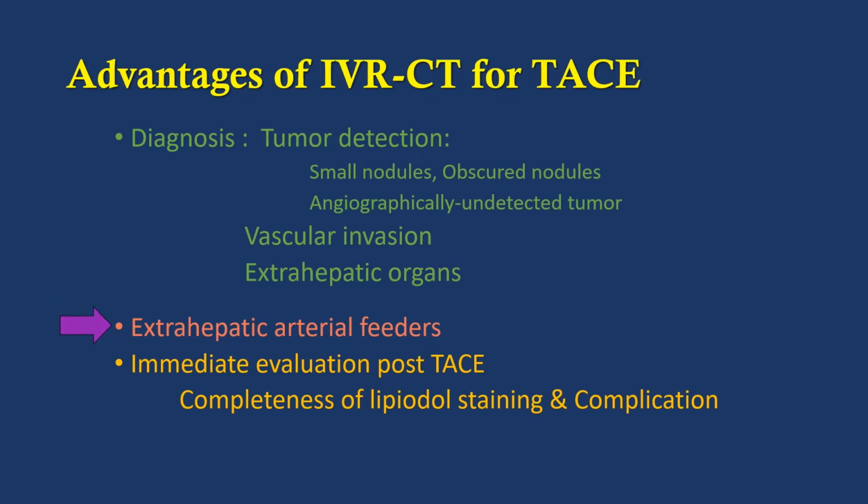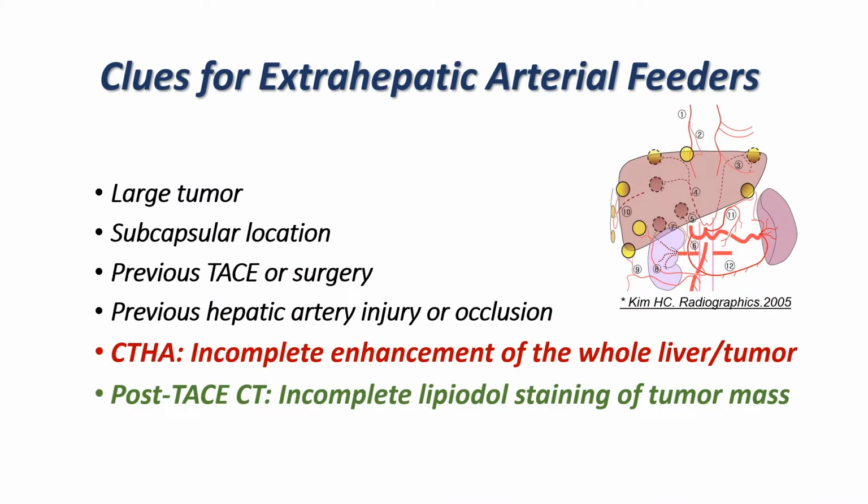Besides the large tumor and subcapsular location, a patient who had a previous history of TACE, surgery, or hepatic artery occlusion may develop an extrahepatic collateral artery supplying the tumor. On the CTHA, if you find incomplete enhancement of the whole liver or the whole tumor, you should be suspicious for an extrahepatic arterial feeder in that area.